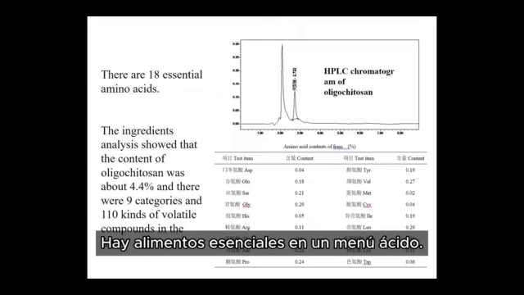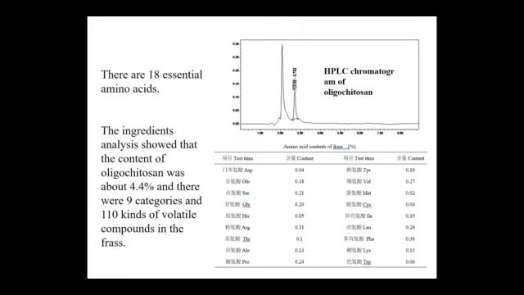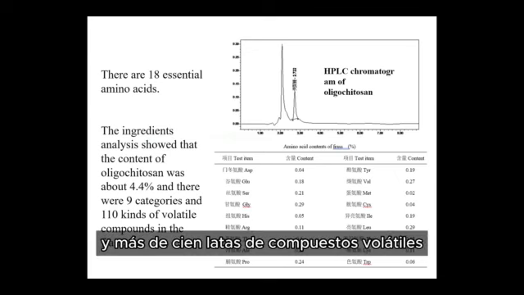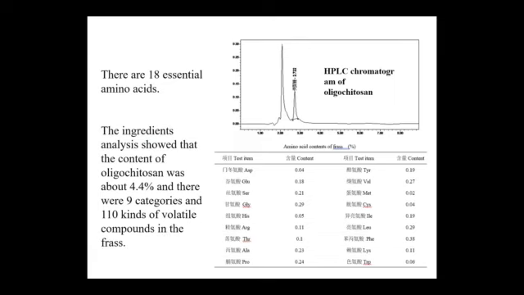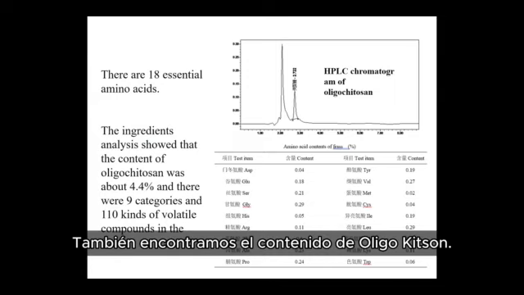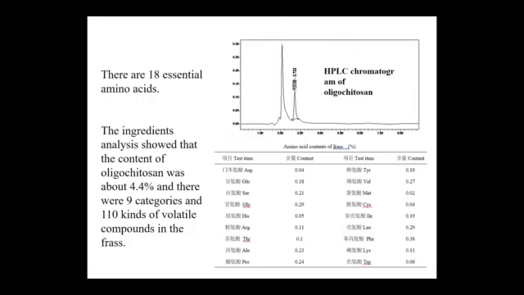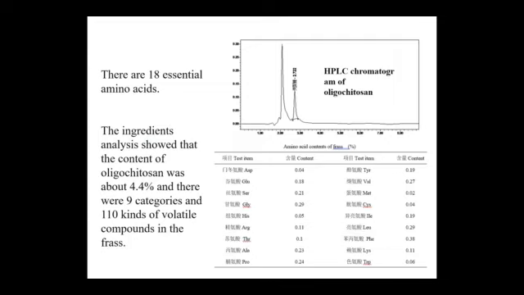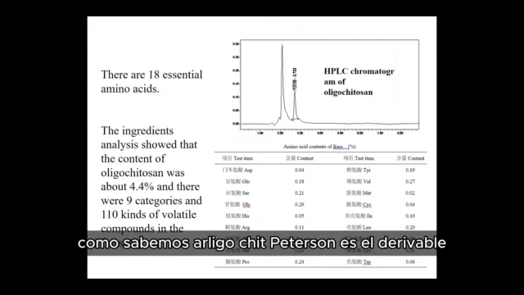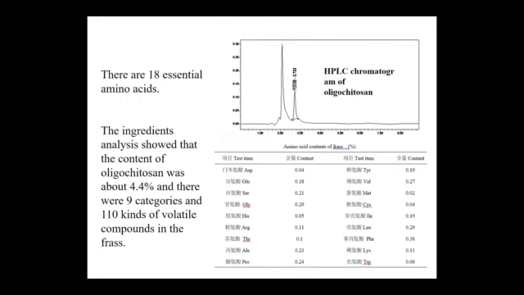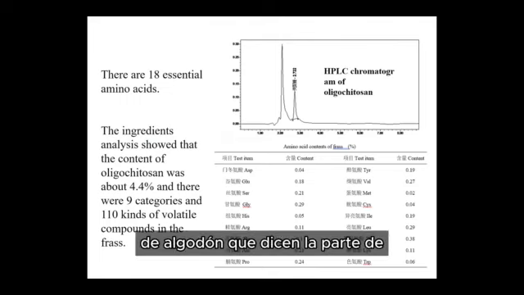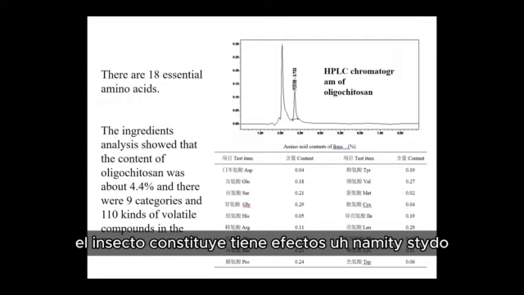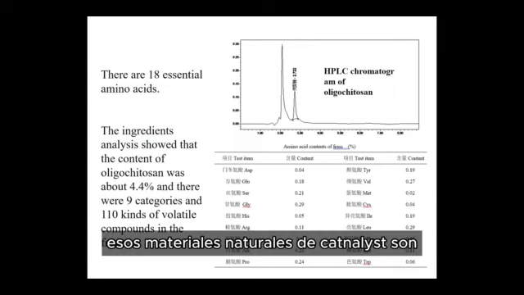Also, we found the content of oligochitosan was about 4.4%. As we know, oligochitosan is derived from chitin, which is part of the insect constitution and has a nematicidal effect. Those natural chitinous materials are potential substitutes for synthetic nematicides, since they are also abundant and less harmful to the environment.